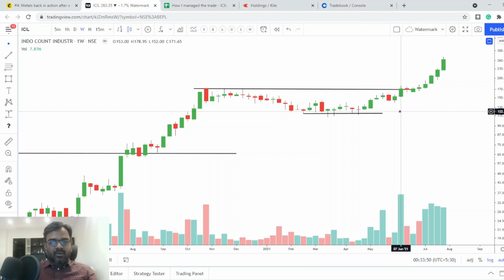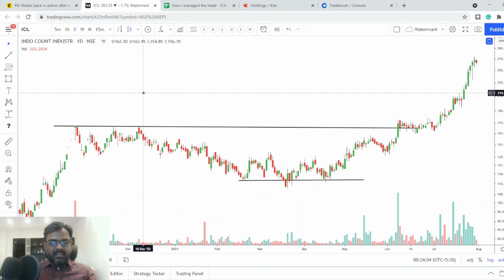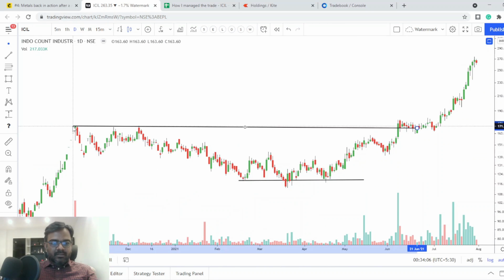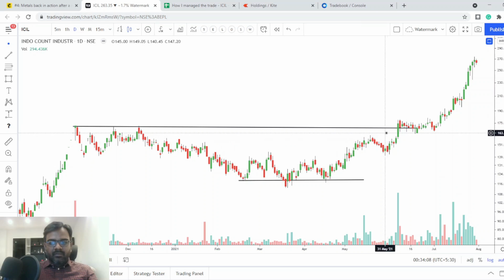Now, after you identify a stock, you have a good fundamental reasoning, you have a good technical reasoning. This is a beautiful base, November to June. It's in a nice 7-8 month consolidation base. So that's another strong reason to buy. And then you need to find the entry points. The first entry point for me was above this high here.